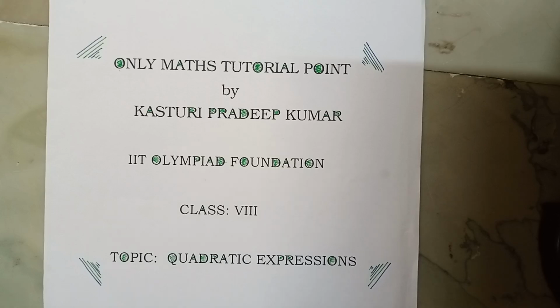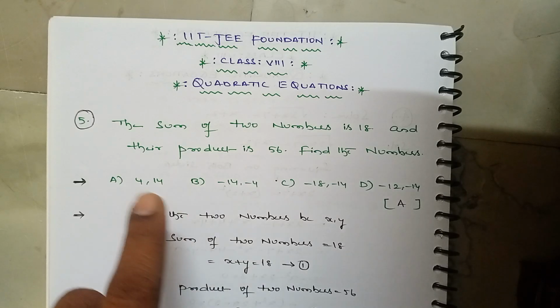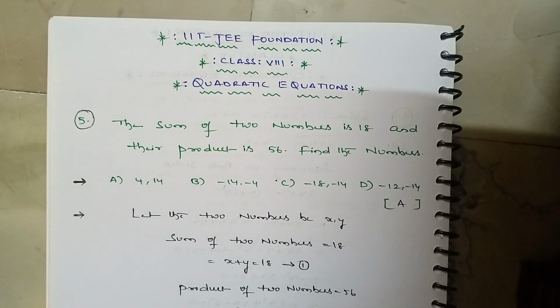Today in this video, we are going to discuss IIT Olympiad Foundation Class 8 topic quadratic expressions. So fifth sum is: the sum of two numbers is 18 and their product is 56. Find the numbers. Options are 4, 14; minus 14, minus 4; minus 18, minus 14; minus 12, minus 14.